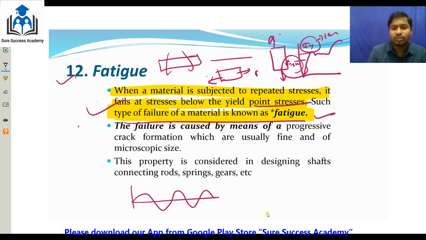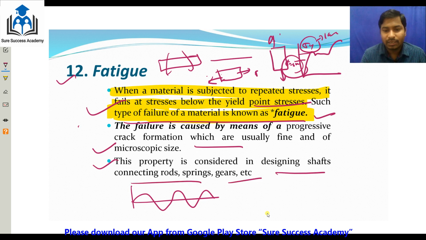Such type of failure is known as fatigue. The failure is caused by progressive crack formation, which is usually fine and of microscopic size. The crack forms on the surface and then propagates. This property is considered when designing shafts, connecting rods, springs and gears. In a spring there are reverse loads, tension and compression acting, so it will fail at a stress below the yield point stress, and that is called fatigue. When you are designing, you have to take fatigue into consideration.